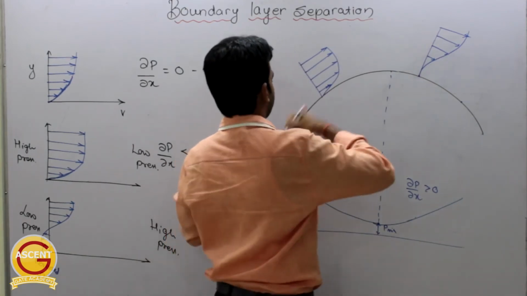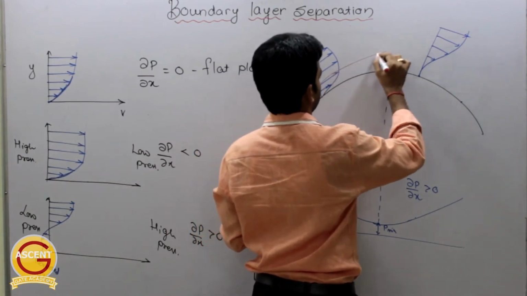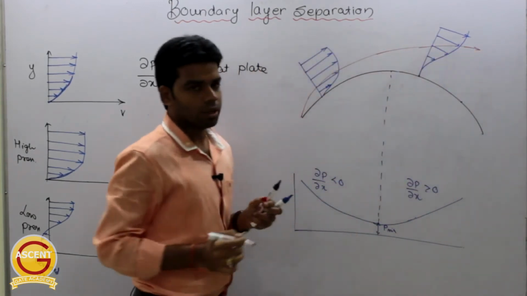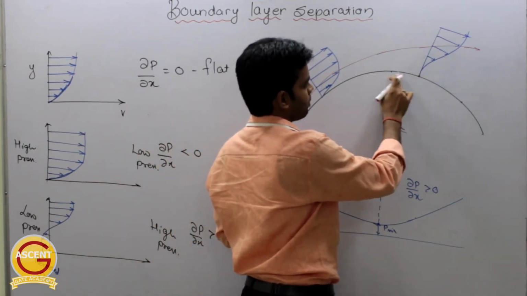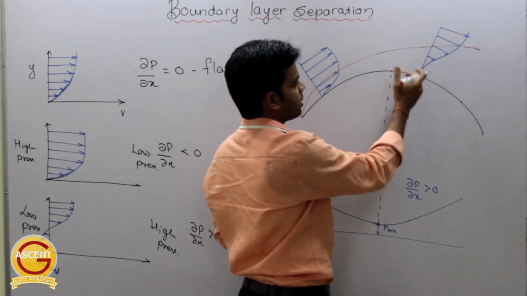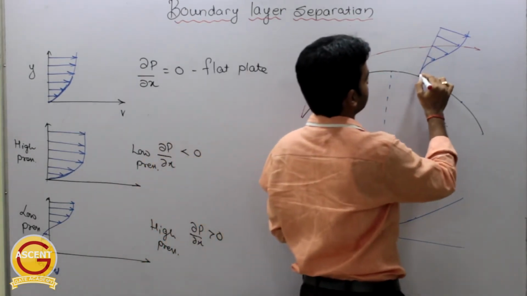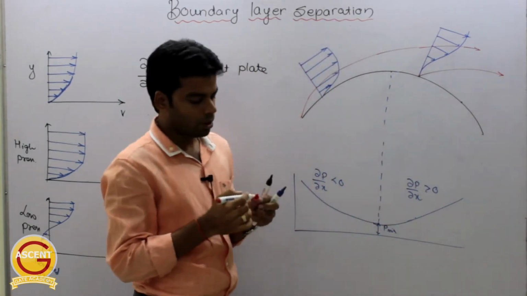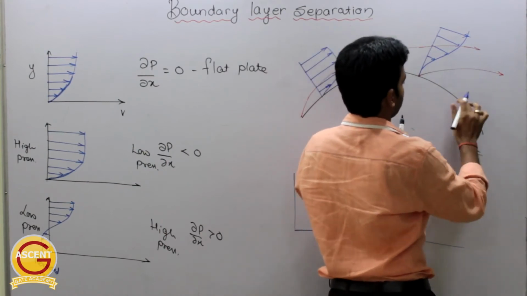Okay, and from this particular point the separation starts. Here we were having a certain boundary layer like this. So this was our first boundary layer. But after this point, because the velocity becomes 0, this boundary layer will be separated from the surface, and another boundary layer will develop like this. Getting this now?